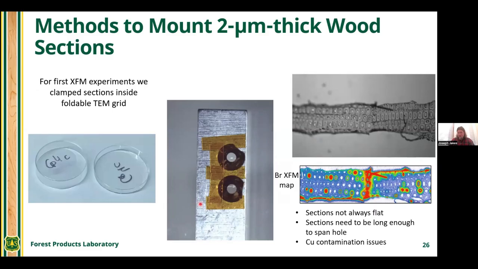For some of the first set of experiments I did using XFM on the adhesive bond lines, we used these foldable copper TEM grids. You have to cut a long section and then manipulate it under a dissecting microscope, and then fold it and clamp it inside of these foldable TEM grids. One thing about these is that the sections were not always flat, as you can see here in this optical microscopy image. Of course, sections need to be long enough to actually span the hole. And also with XFM, if you're using a copper TEM grid, you're always going to have some copper contamination issues.